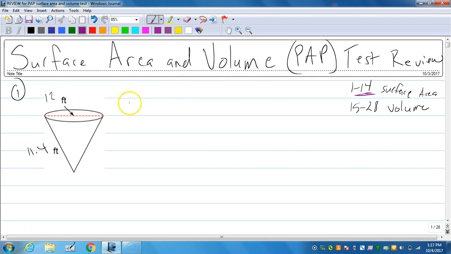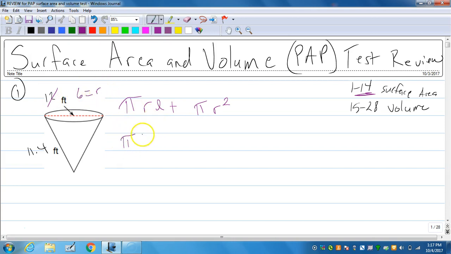So this is a cone. A cone surface area is pi r l plus pi r squared. Pi is pi because we leave pi by itself. You don't touch the pi symbol. R is the radius. Right here we have the diameter, so I'm going to take half of that. 12 divided by 2 is 6, so 6 is my r.